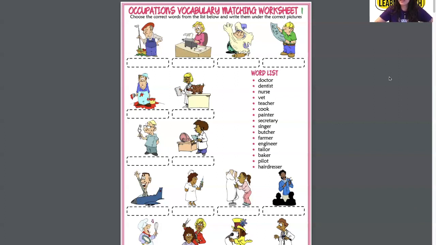Okay, I'm going to refresh the word list. Okay, vamos a recordar un poco los trabajos que aparecen dentro de la word list. Doctor, yeah. Dentist, nurse, vet, teacher, cook, painter, secretary, singer. Okay, butcher. Butcher es carnicero. Really important. Farmer. Okay, you already know. Engineer. Engineer is ingeniero. Tailor, sastre. Baker, you already know it. Pilot and hairdresser. So, come on, match them. You can do it.